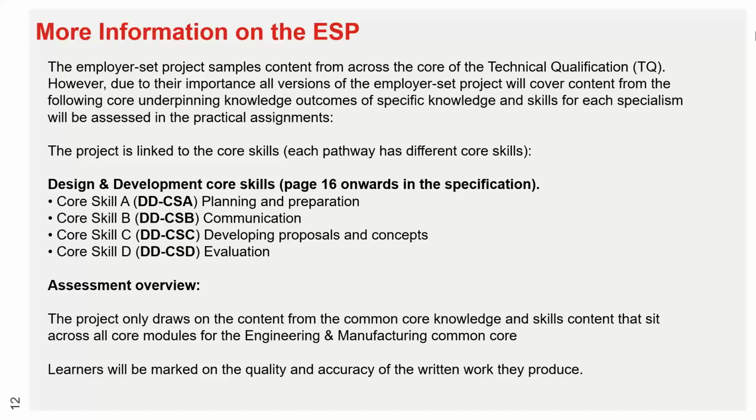So this project samples knowledge across the core, as we said, and of course the occupational knowledge and skills for each of the 13 specialisms. I think engineering and manufacturing has, they're going to be assessed in the practical assignments known as the occupational specialisms, and they are not in the core. But what is different to previous qualifications is learners are going to be marked on the accuracy of their work, and that includes maths, English and digital skills.